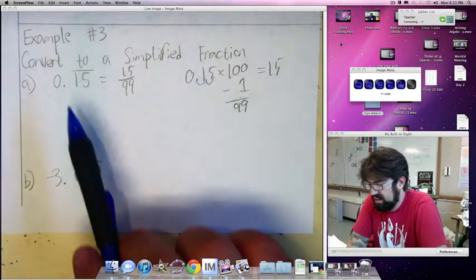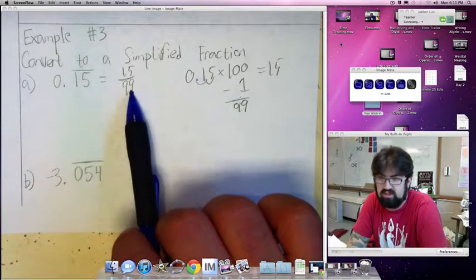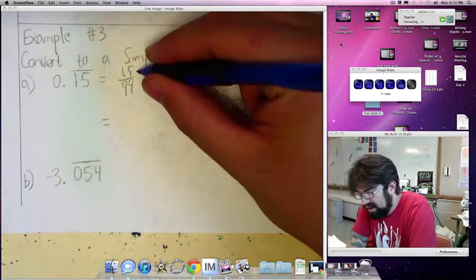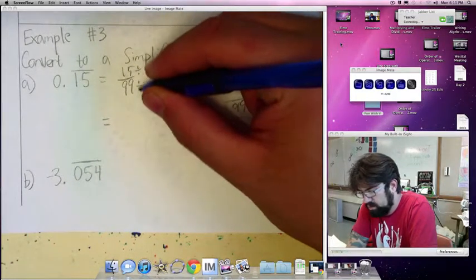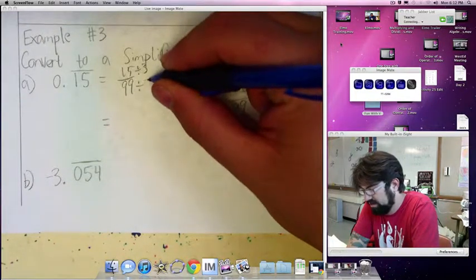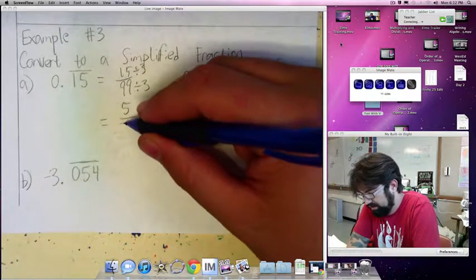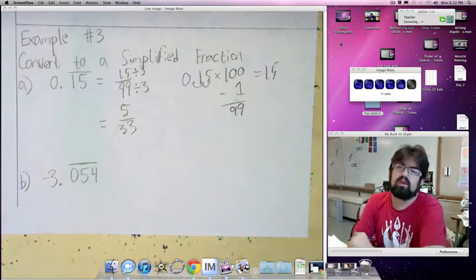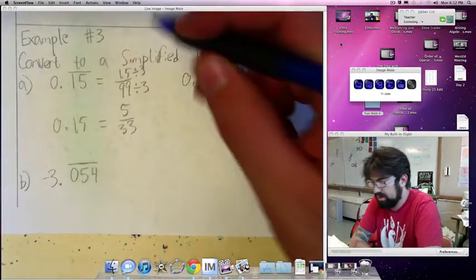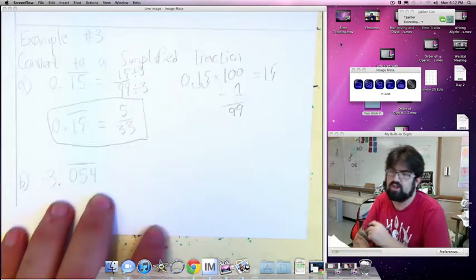Another way of doing it is count the numbers that repeat, and there's 2 numbers that repeat, 1 and 5, and just divide it by that many 9s. I can divide the top and bottom. Well, can't divide by 5, but I can definitely divide by 3. 15 divided by 3 is 5. 99 divided by 3 is 33. So 0.15 repeating, gotta have the repeating symbol, is equal to 5 over 33 as a fraction.